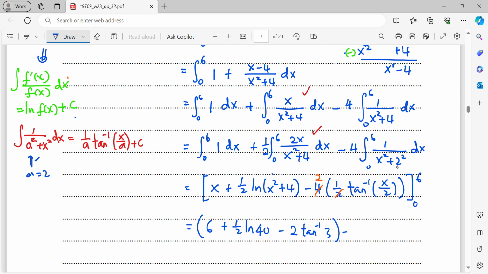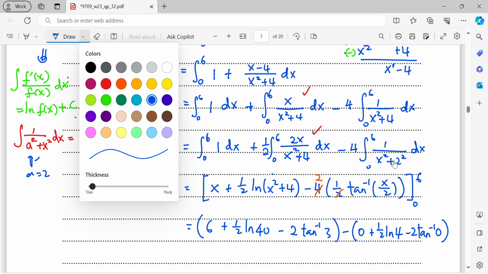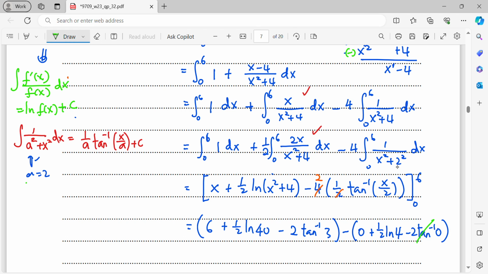Then minus when the x equals 0. The first term is 0. The second term is half ln 4. The third term will be inverse tangent 0, so I will get negative 2 inverse tangent 0. For your information, inverse tangent 0 is 0. That means in the second bracket I only get the middle term. The rest will be cancelled off.